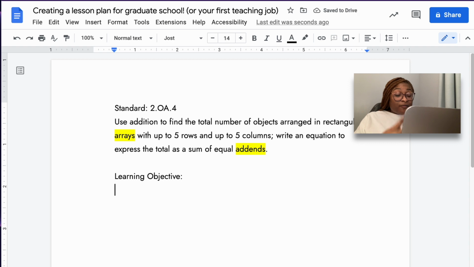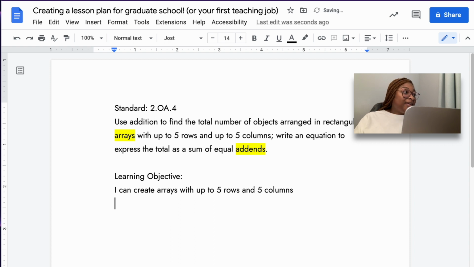So, two I can statements for me based on the standard. I can create arrays with up to 5 rows and 5 columns, right? Very simple based on the standard. And then, I can make a repeated addition equation to show arrays.